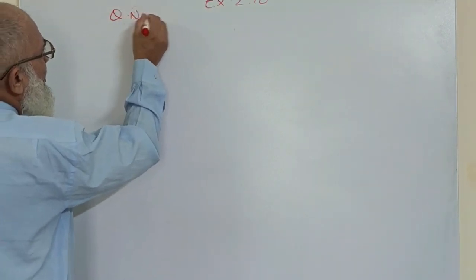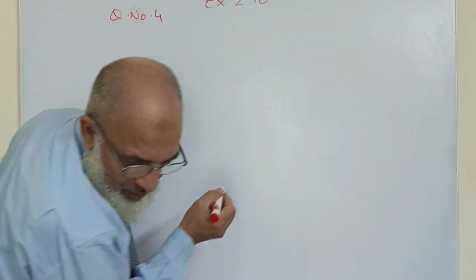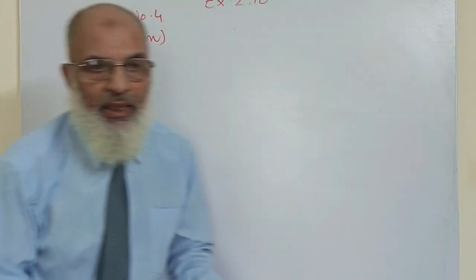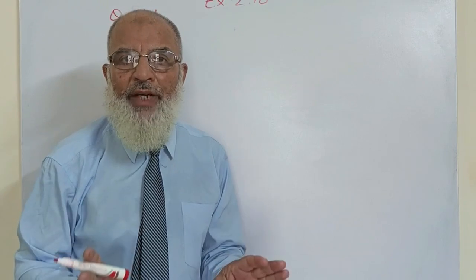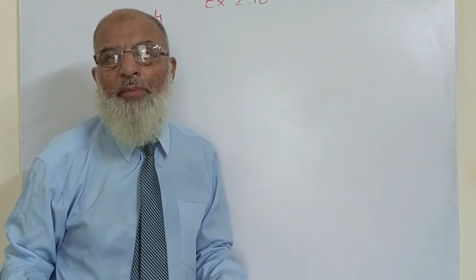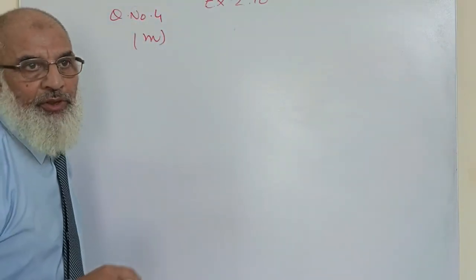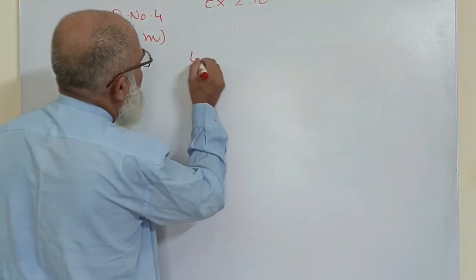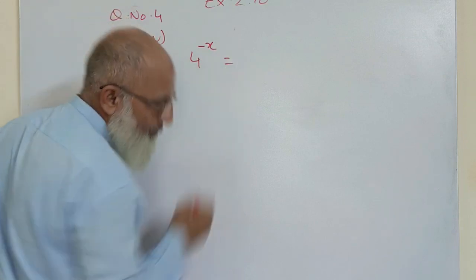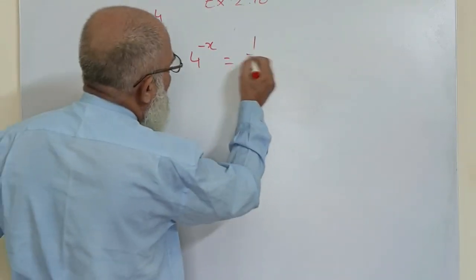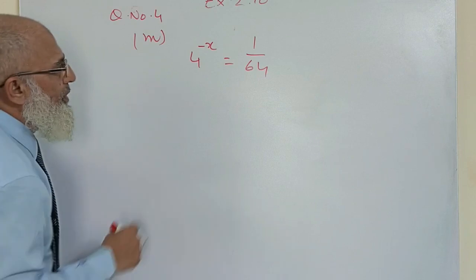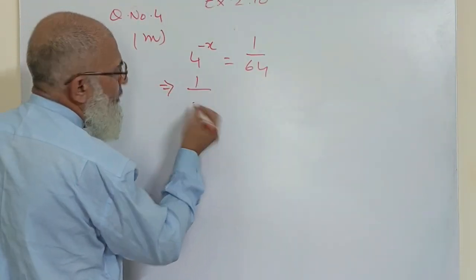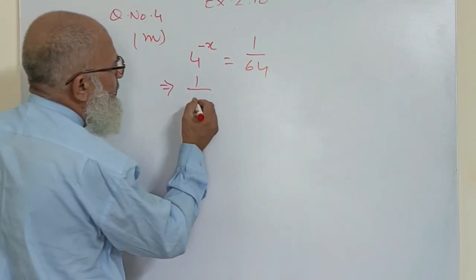Question number 3 and the last part is M. Mind it that the other questions are very easy. If you find any difficulty, you can ask in the comment box below. I will solve it for you and let you understand. 4 raised to minus x is equal to 1 divided by 64. This is just like the previous question I did. I told you that these questions are very easy. Piece of cake.